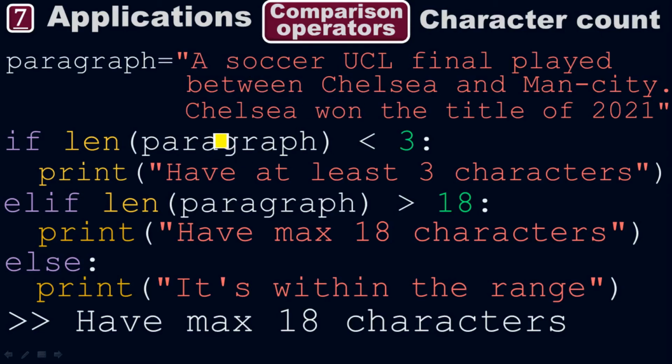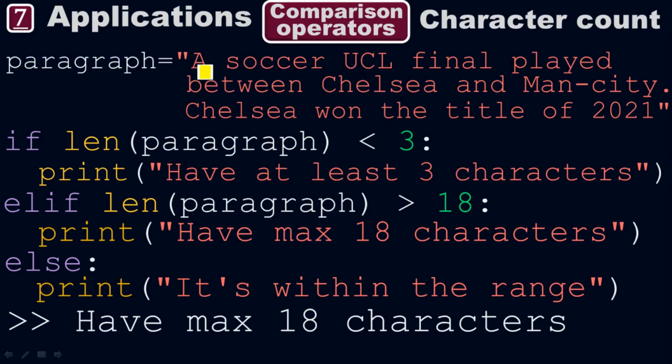It will be ignored. The program jumps to the second choice, which is elif. In the elif, it says that if the length of the paragraph is greater than 18, then print have maximum 18 characters. It is true because the number of the characters is greater than 18.